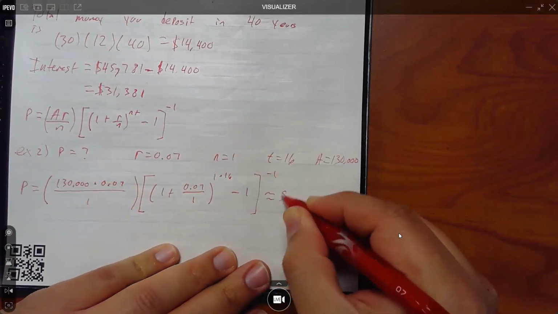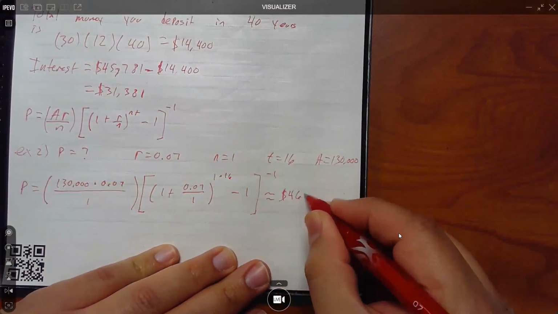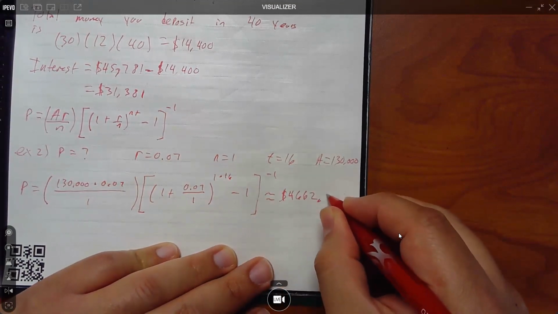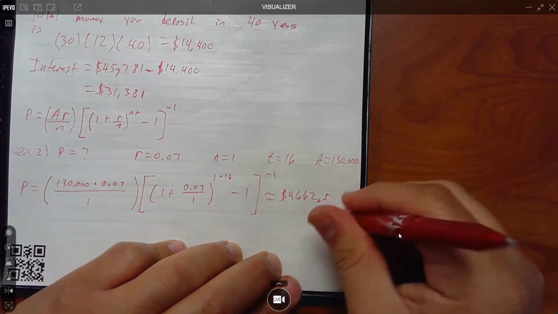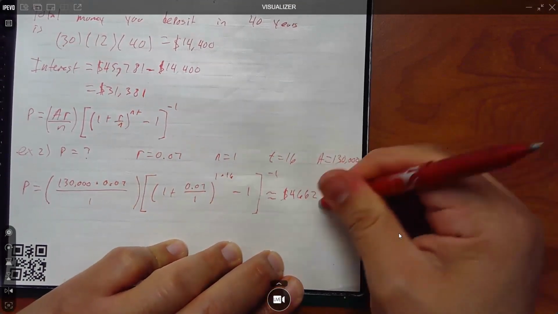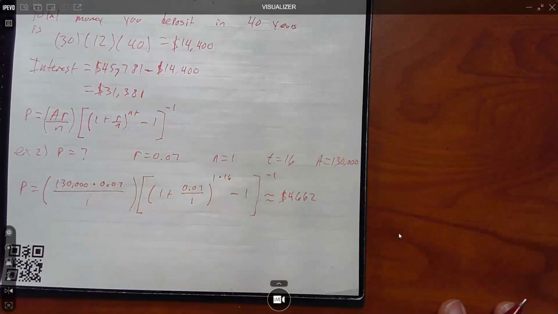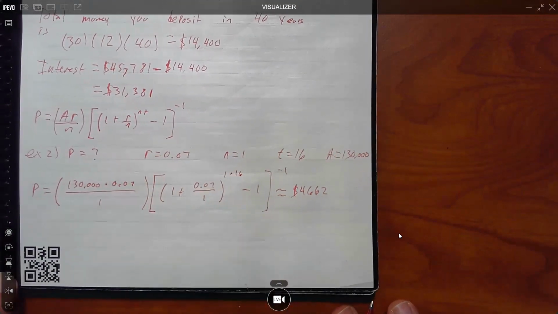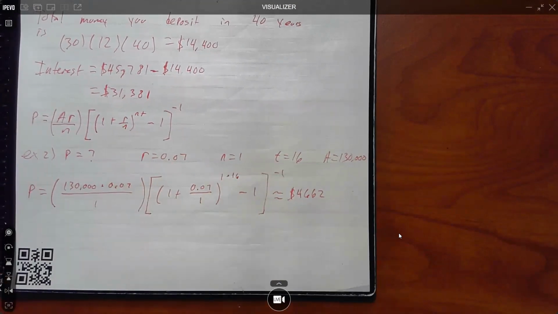So put away 4,662 and 50 cents. Oh, I'm sorry. Just two. Okay. As you can see, if you have money, you can make more money. If you have no money, then it's difficult.